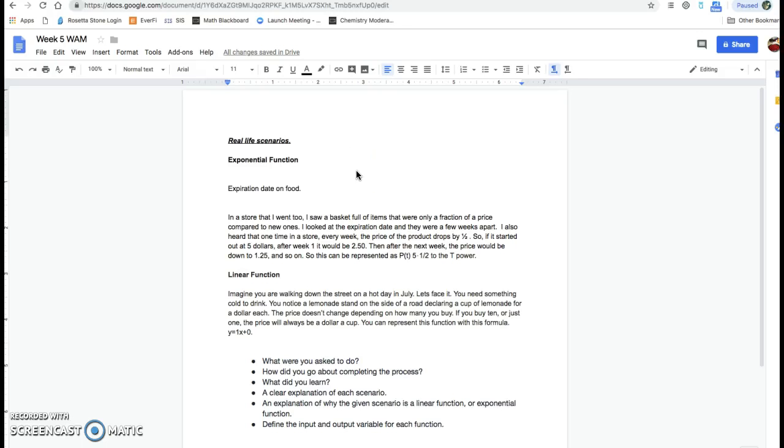Here are my real-life scenarios for my exponential function. In the store that I went to, I saw a basket full of items that were only a fraction of the price compared to new ones. I looked at the expiration date; they were a few weeks apart.